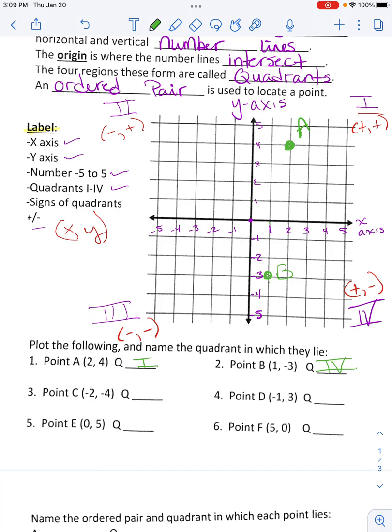Point C, we are plotting at -2, -4. -2 would mean left 2. -4 would be down 4. Label it with point C, that's quadrant 3.